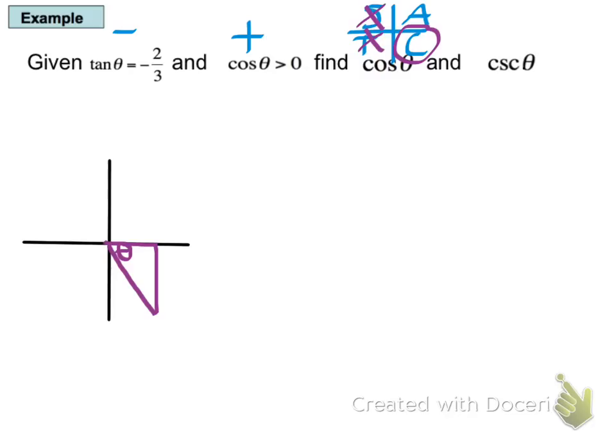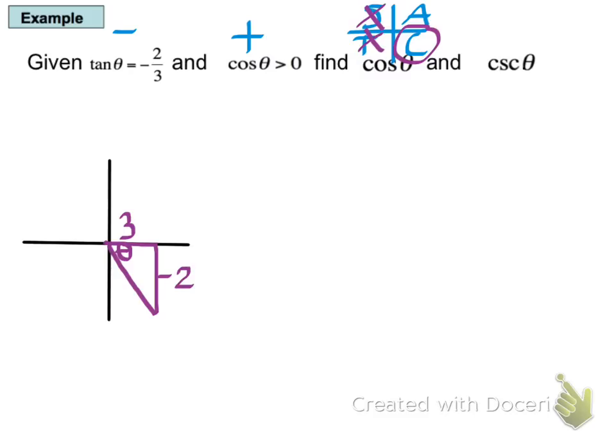Now, tangent is equivalent to the opposite over the adjacent. So we're going to put the 2 here and the 3 here, opposite and adjacent. And it's important to think about the negative. Now in this case, where would the negative go? With the 2 or with the 3? I hope you're thinking that the negative should go with the 2 because the y value is the negative 1 here.